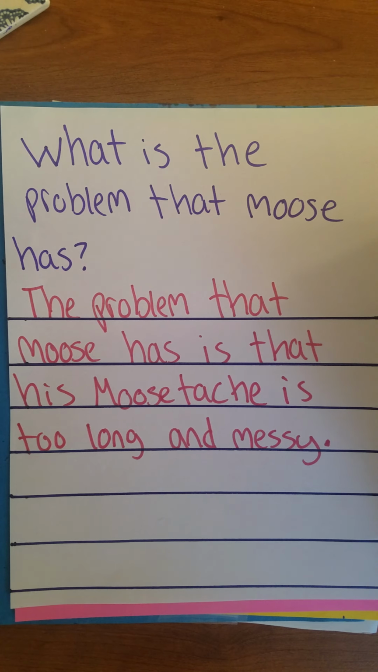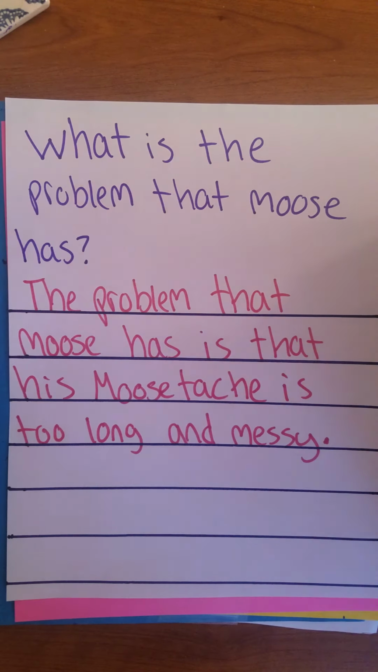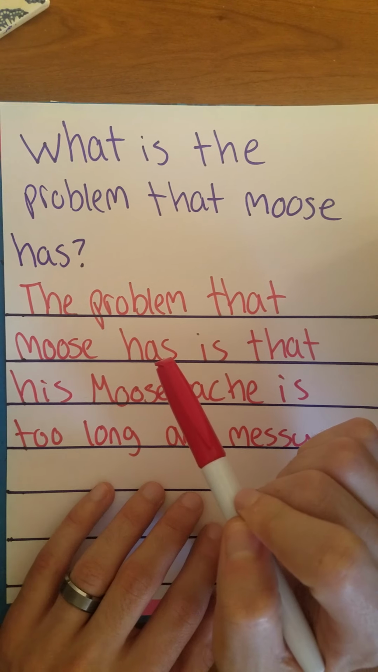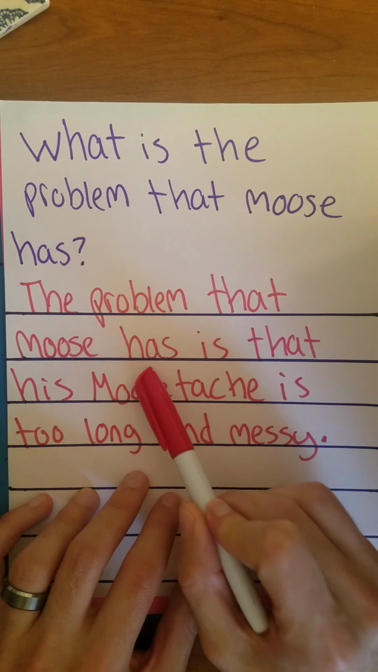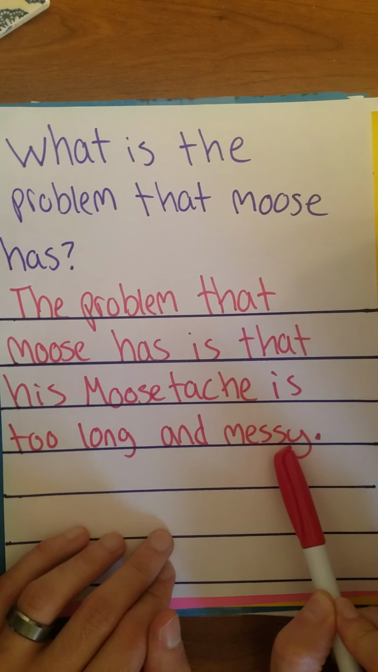Let's take a look at the question we answered yesterday about Moustache. Now remember, yesterday we just restated and answered the question. So the question was, what is the problem that Moose has? We started by restating the question. We said, the problem that Moose has is that his moustache is too long and messy.